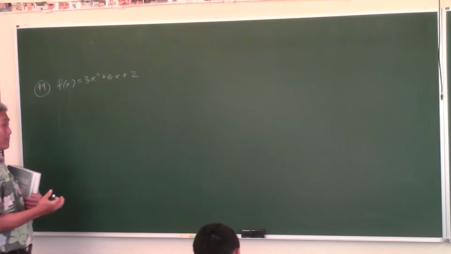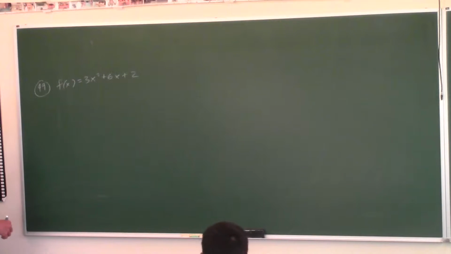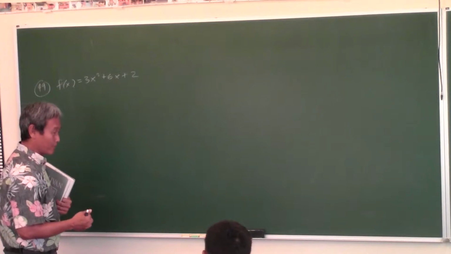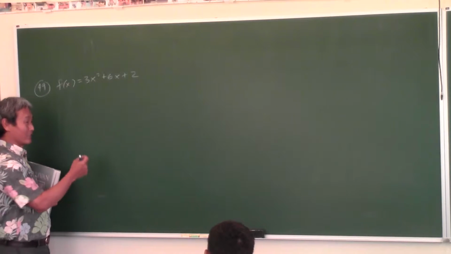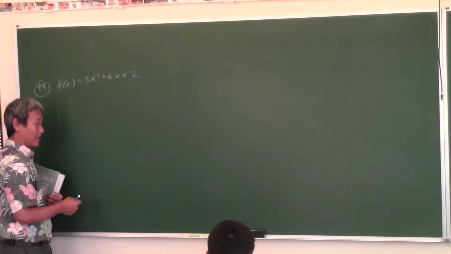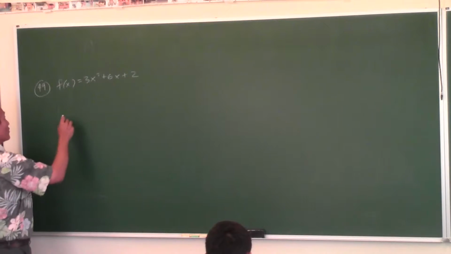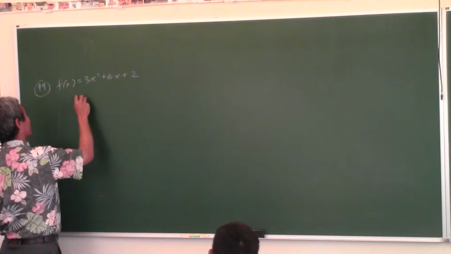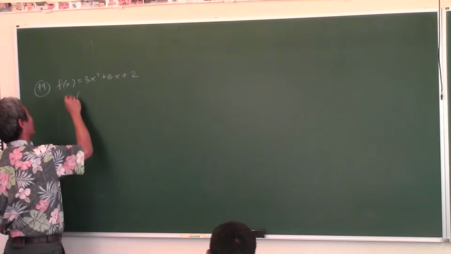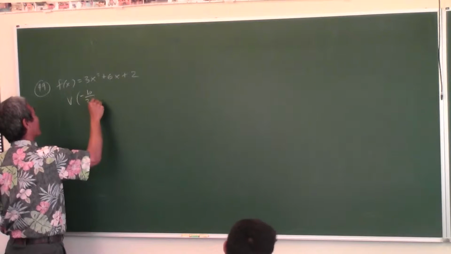Now the most important point on a parabola is what? The vertex. And what's the fastest way to find the vertex? Remember, there's two ways, right? One is to complete the square, but that takes a long time. The other is negative b over 2a. The x-coordinate of the vertex is always going to be negative b over 2a.